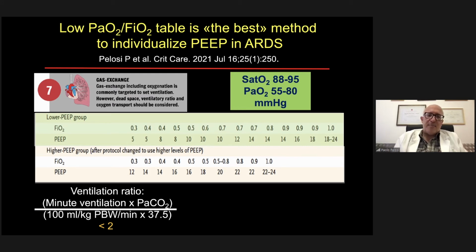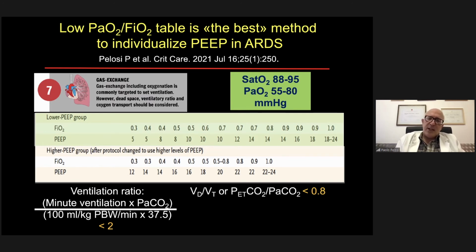Other parameters might be considered, like the ventilatory ratio, which is the ratio between minute ventilation times PCO2 divided by the expected minute ventilation, 100 milliliters per kilogram predicted weight per minute, times the ideal PCO2, in normal subjects around 37, 38 millimeters of mercury, or above in case of previous COPD. And this parameter should be below 2 in most patients.